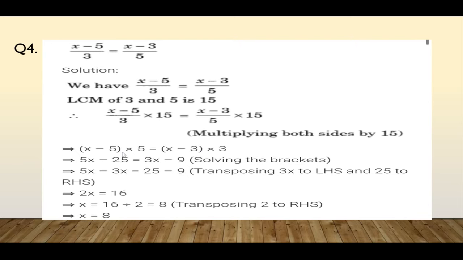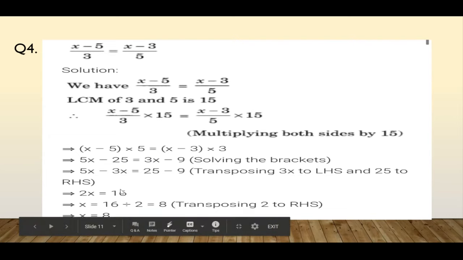So if you open up the bracket using distributive property, it will become 5x minus 25, which is equal to 3x minus 9. So we have simply solved them, and then what you'll do is collect the variables on one side and the constants on the other side, and then you can simply find the value of x as 8.